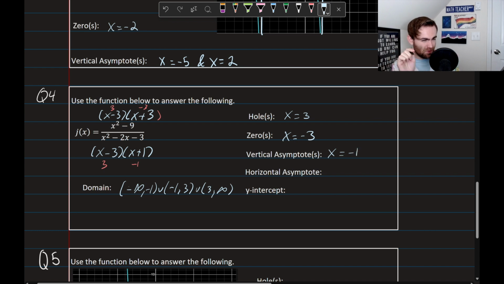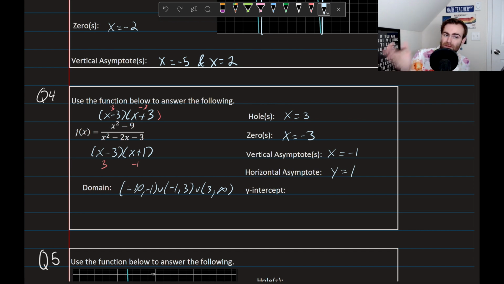Horizontal asymptotes, we talked about this last time. This one has the same degree in the numerator and denominator, so we're going to take the ratio of the leading coefficients. 1 over 1 is 1, so that would be y equals 1. And something we didn't talk about last time, the y-intercept.